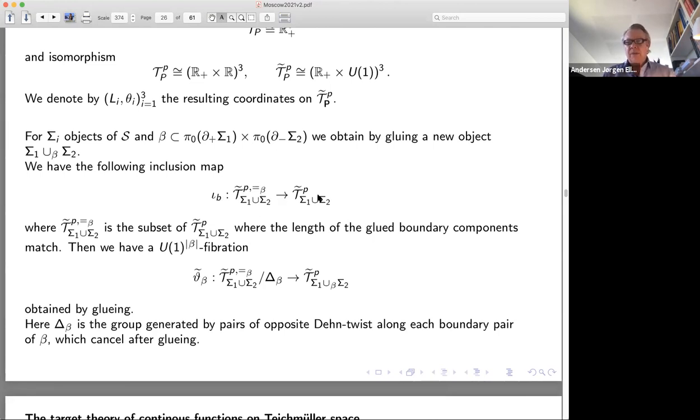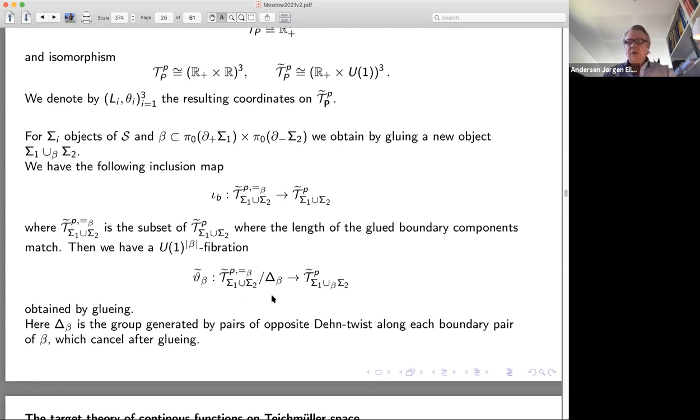And I have the inclusion map of that into the full Teichmüller space. And then the thing is that when I consider that and I divide by the Dehn twists in those boundaries that I'm gluing, then I actually get a fibration over the Teichmüller space of the glued surface, which is a U1 to the number of pairs that I'm gluing bundle.